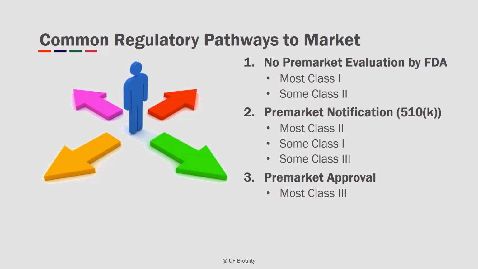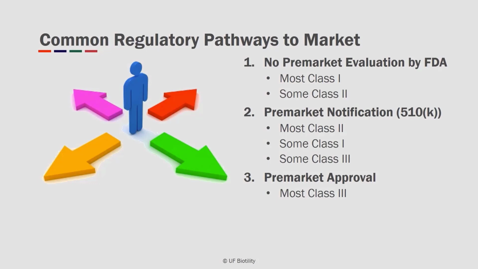some Class 2 devices. They are considered low-risk devices for which general regulatory controls are adequate to provide reasonable assurance of safety and effectiveness. Most Class 2 devices and some Class 1 and Class 3 devices fall under the pre-market notification 510K option. These are generally devices that are not life-supporting or life-sustaining and that have a moderate or intermediate level of risk. Special regulatory controls apply, and the device must be shown to be substantially equivalent to an existing Class 2 device with the same intended use.